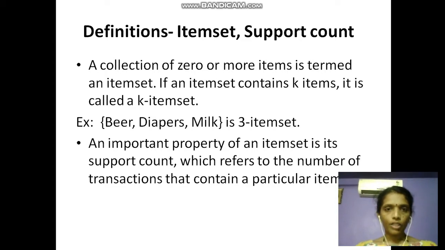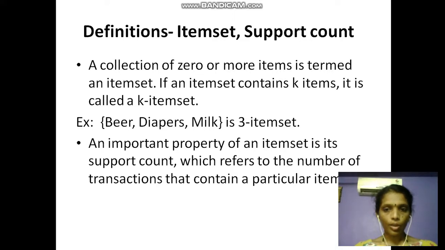Coming to the definitions of item set and support count, a set of 0 or more items, that is a collection of 0 or more items, can be termed as an item set. If an item set consists of k items, then you call it a k item set. For example, here I have considered an item set consisting of 3 items: beer, diapers and milk. Therefore, it is called a 3 item set.